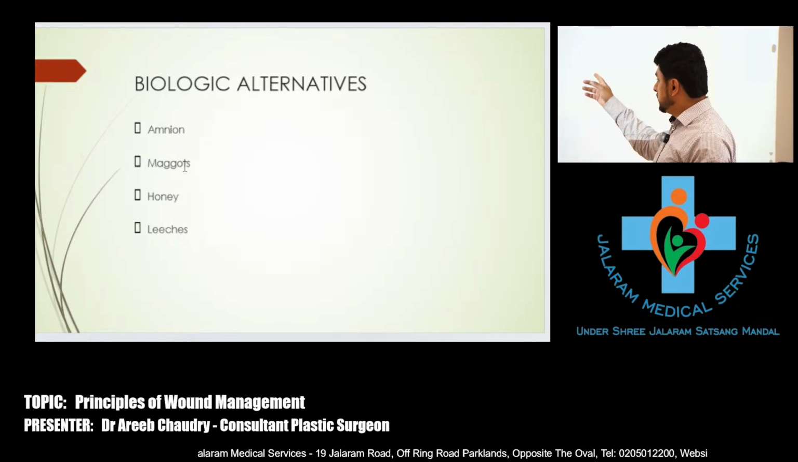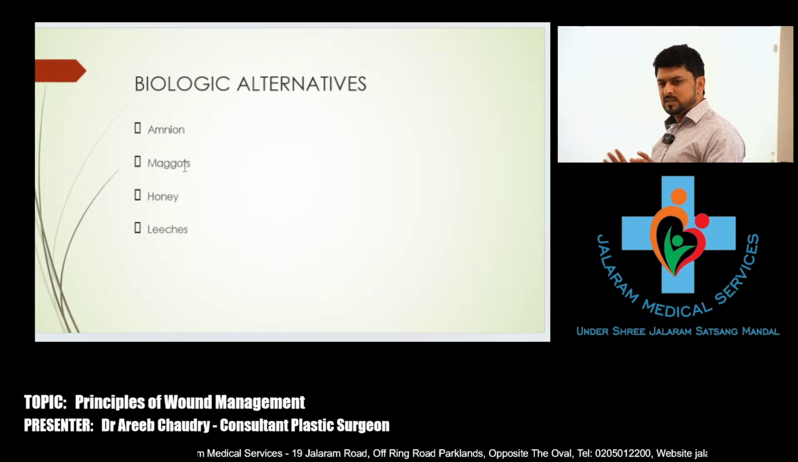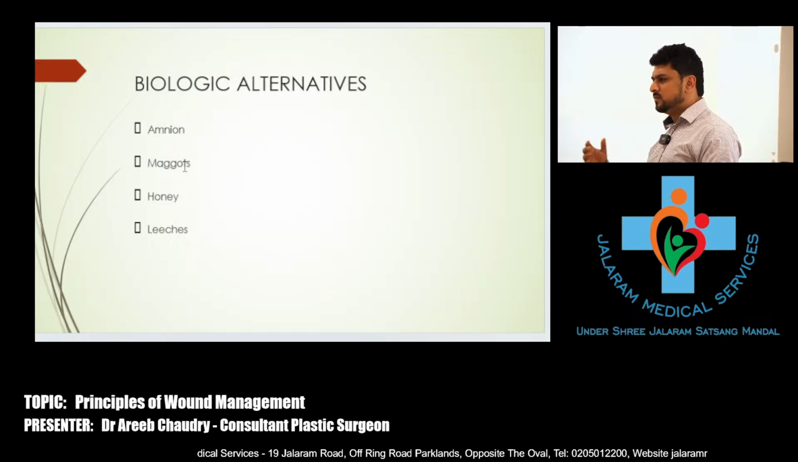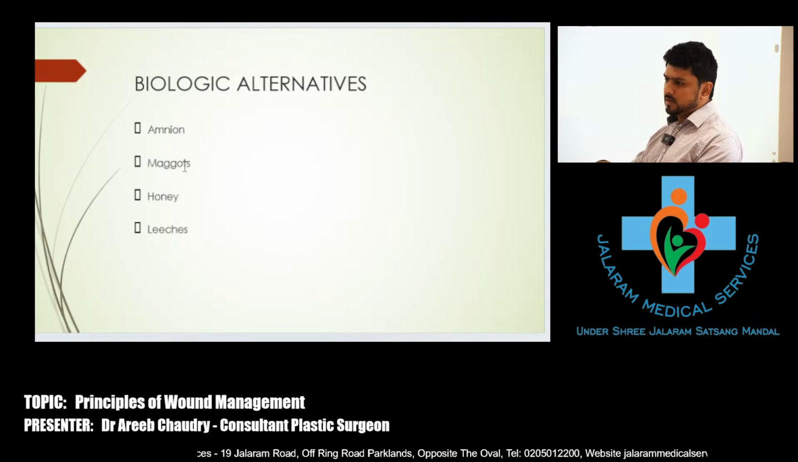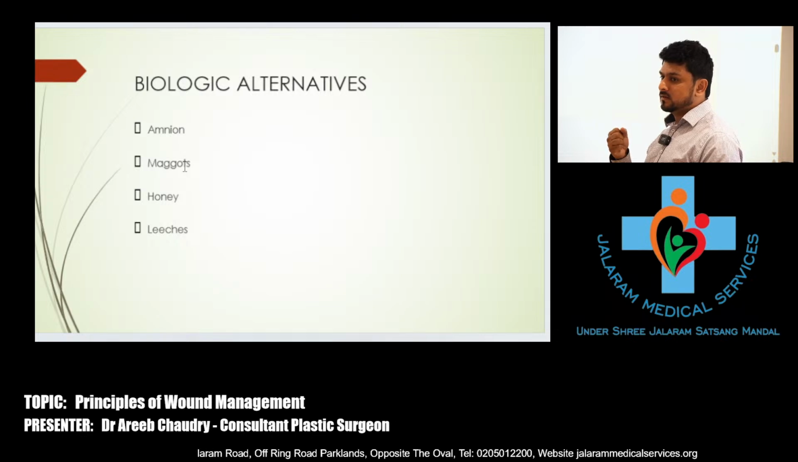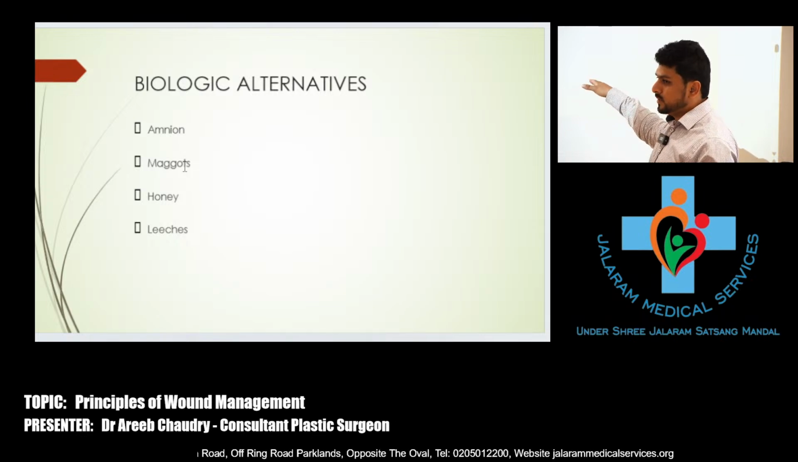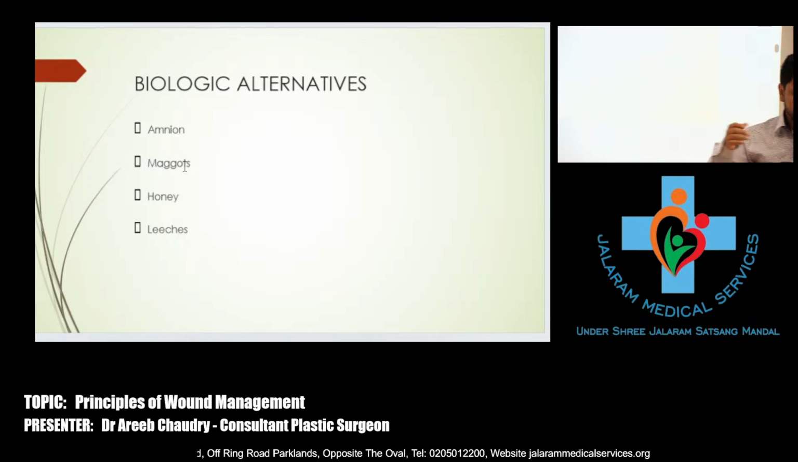Then we have leeches. We use them when our flaps are congested. There's a lot of congestion, so you can come in and put leeches. They can suck out the excess venous blood. But we don't have them in the country. I've not personally used leeches at all.